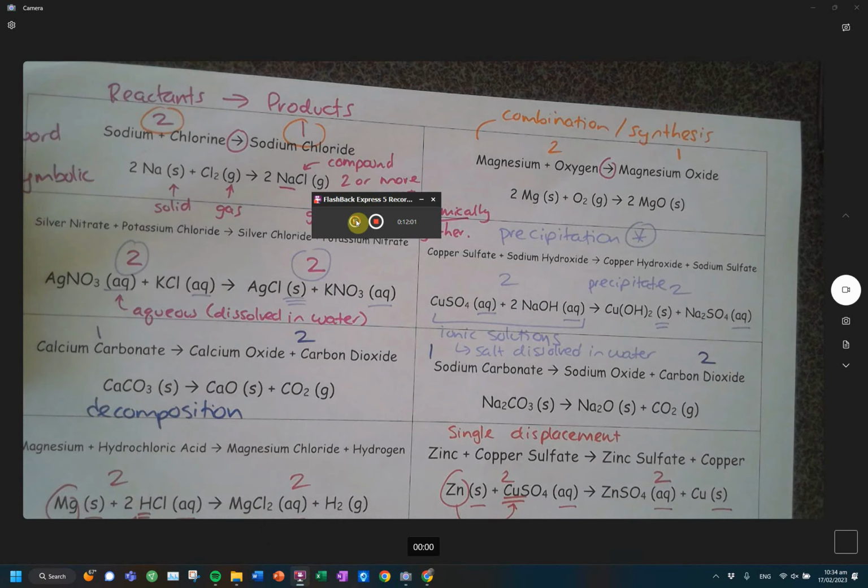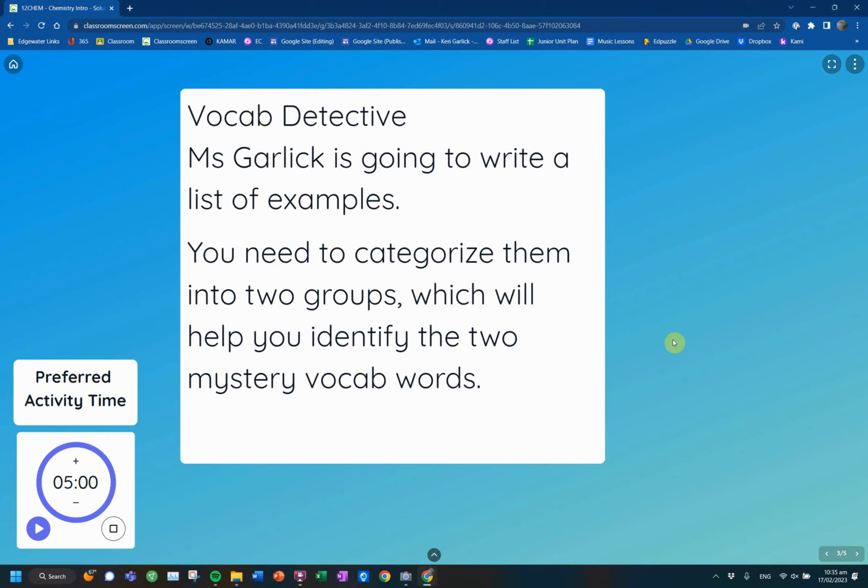All right. So the next thing we are doing today as our activity is something that I like to call vocab detective. It's very similar to what you have just done. I'm going to write a list of examples.